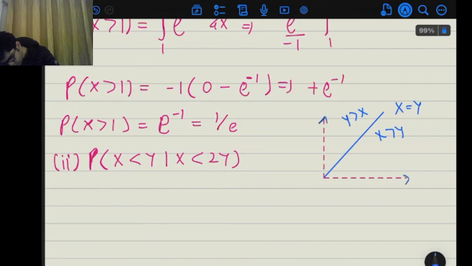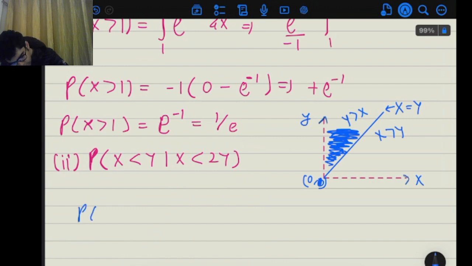Right, so this is my y-axis, this is my x-axis, right? And we need x less than y, so we need this area, right? Because this line is x equals y, passes through the origin. So this is the origin, and this is y greater than x, and this is x greater than y.